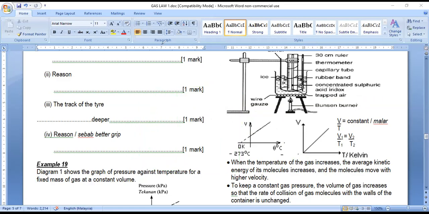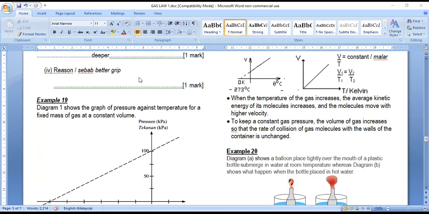Other than that, we need to explain why when temperature increases, volume increases if the pressure is kept constant. When the temperature of a gas increases, the average kinetic energy also increases, and the molecules move with higher velocity. To keep a constant gas pressure, the volume has to increase, so that the rate of collision is still the same. If the volume doesn't increase, the molecules will hit the container more frequently. So the volume needs to be increased.